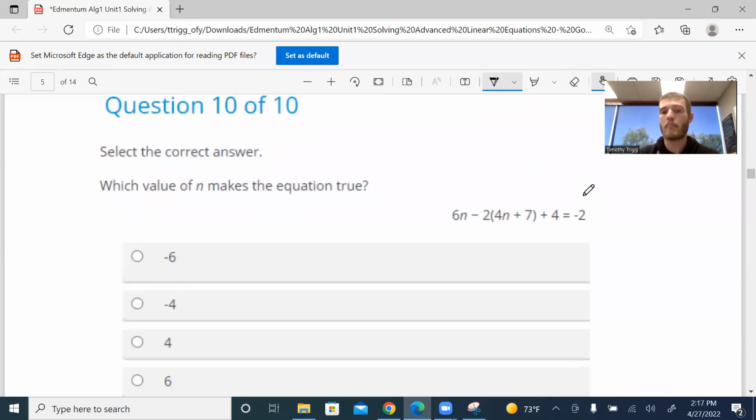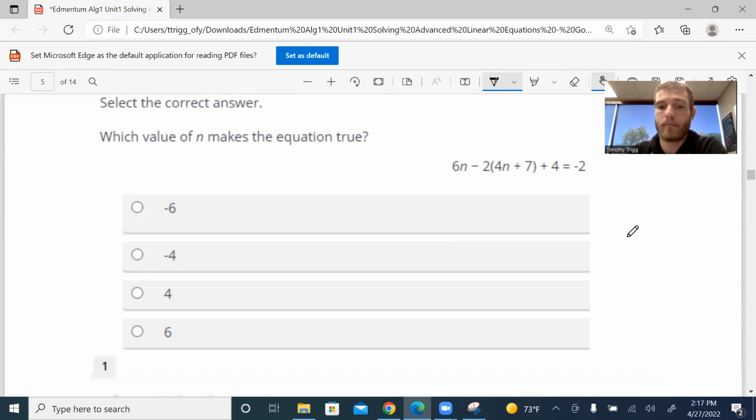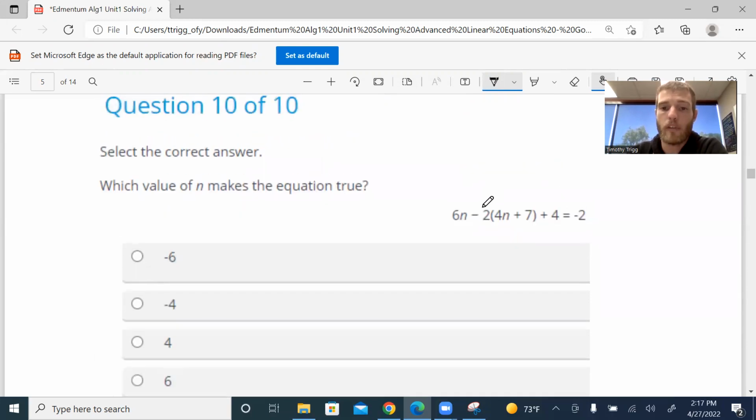Last one for the practice. What are we going to do first here? Well, hopefully you see that we're going to distribute into this parentheses. Now I want you to keep in mind, this has a negative 2 in front of the parentheses. What that means is we're going to distribute the negative and the 2 gets distributed. So we're essentially multiplying by not just the 2, but negative 2.